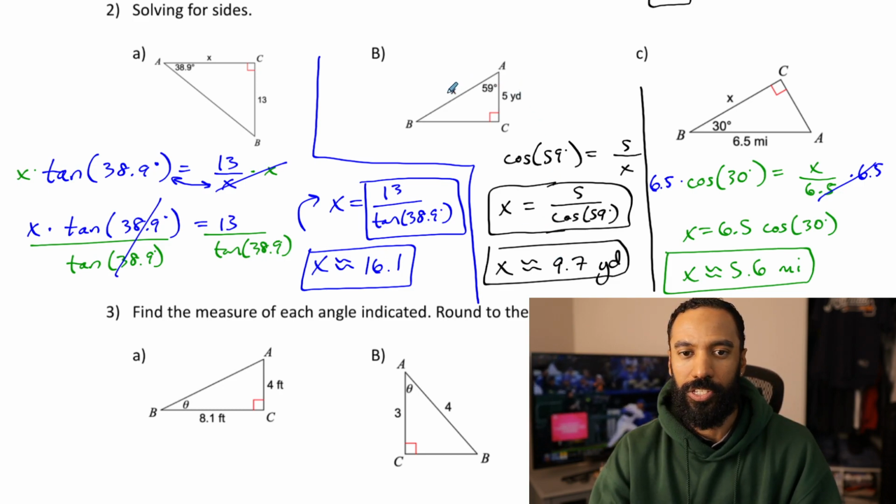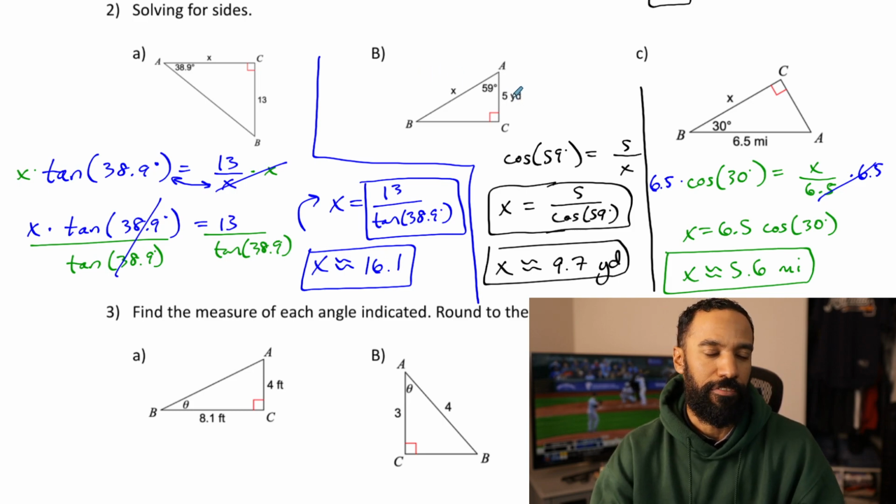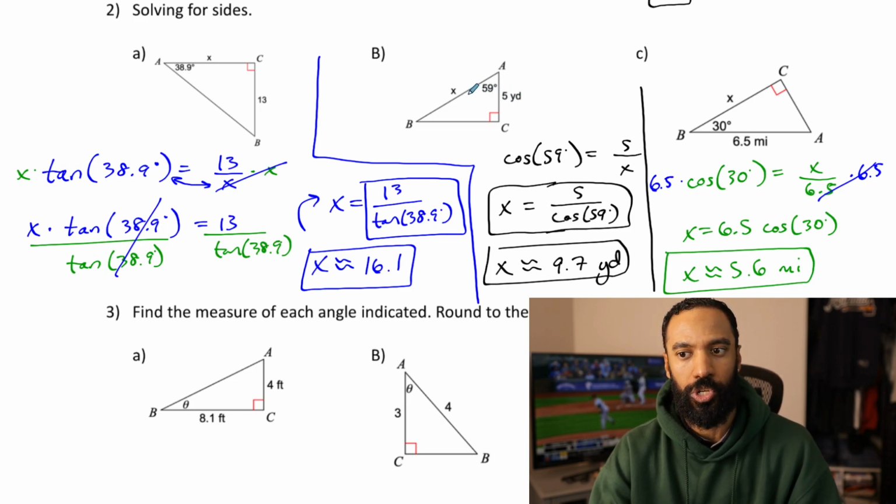Does it make sense that this is 9.7 here? It makes sense that it's more than 5. I'm going off that more so than anything else. Should it be more? Should it be less?